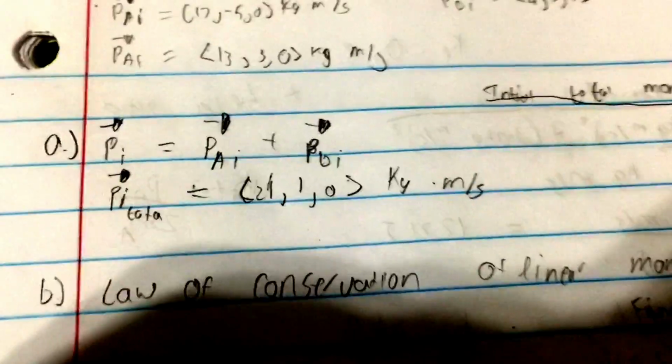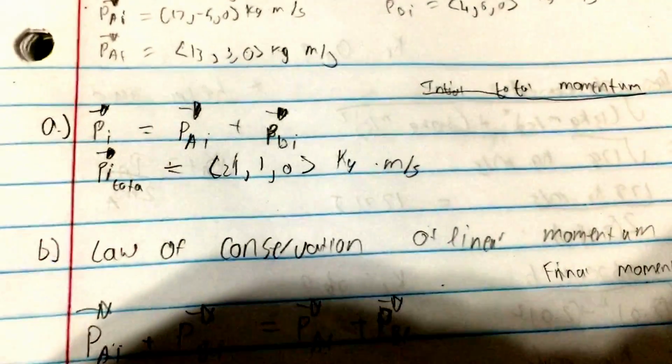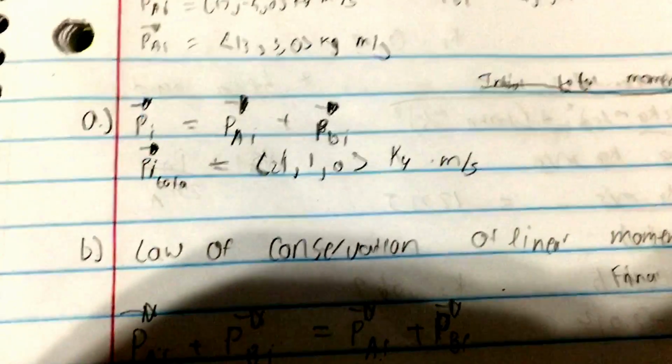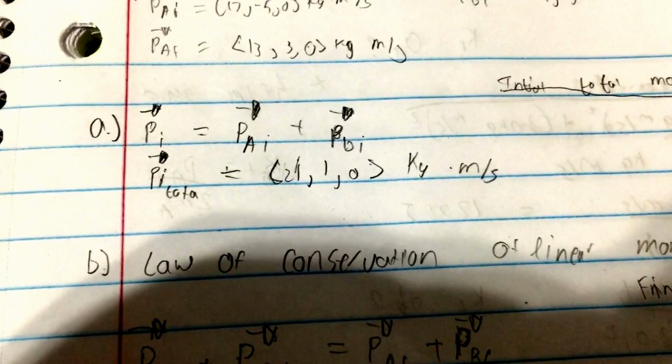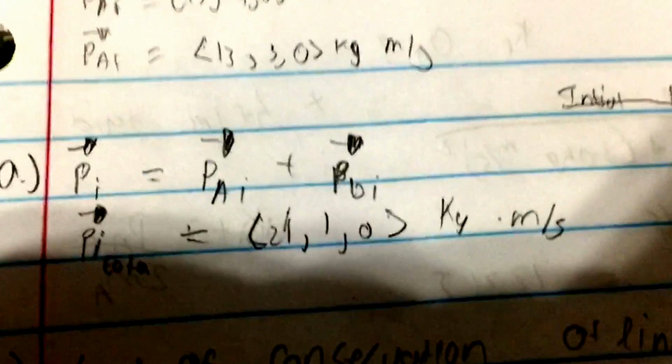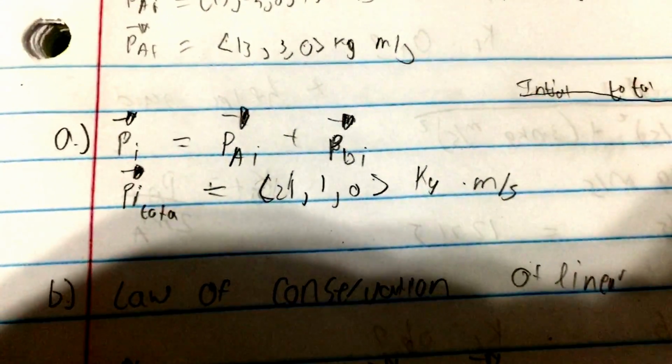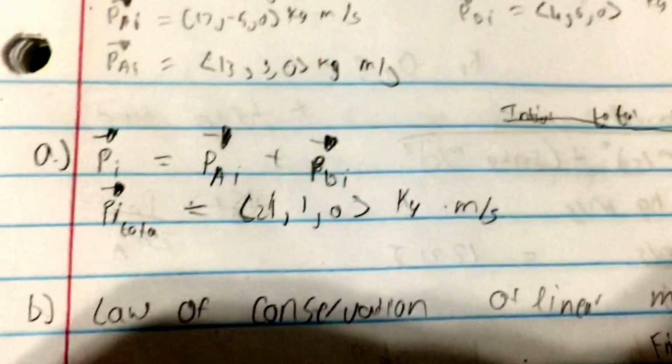So for the first one, it tells us to find the initial momentum, which is just Pi equals the initial momentum of object A plus the initial momentum of object B. Both of these values were given, so you just solve. You get 21.10 kilogram meters per second.